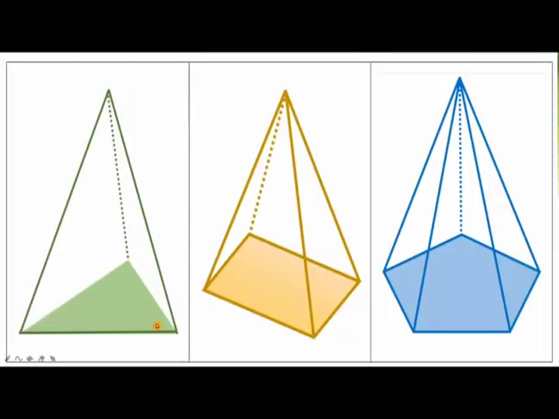If the base is a triangle, then it is called a triangular pyramid. If the base is a rectangle, then we have a rectangular pyramid. It's a pentagonal pyramid if the base is a pentagon, and so on.